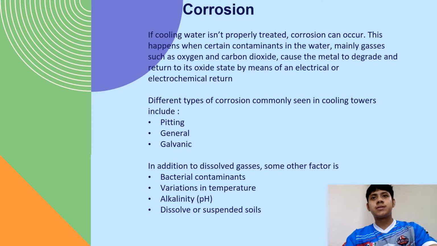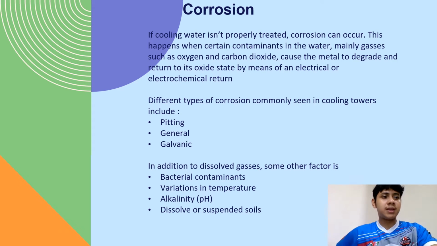Different type of corrosion commonly seen in cooling tower include pitting. Pitting is extremely destructive because it is concentrated on small area. This type of corrosion is the hardest to detect and can perforate metal in a short time frame.